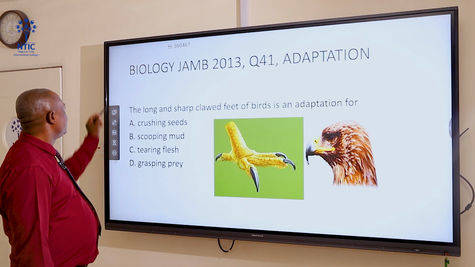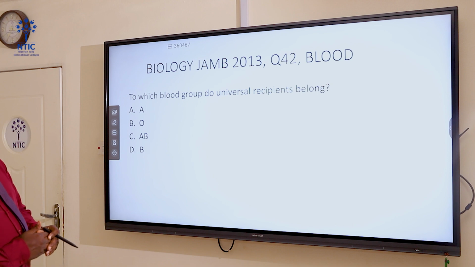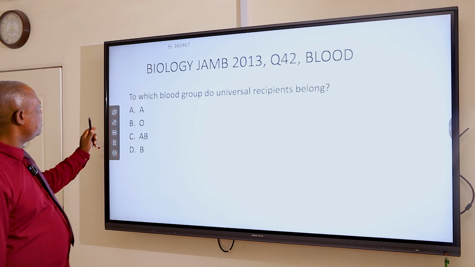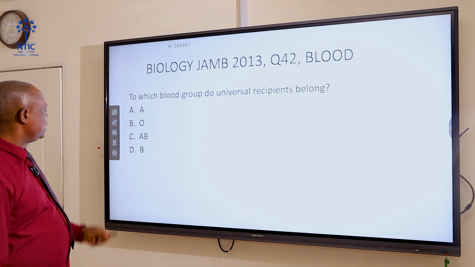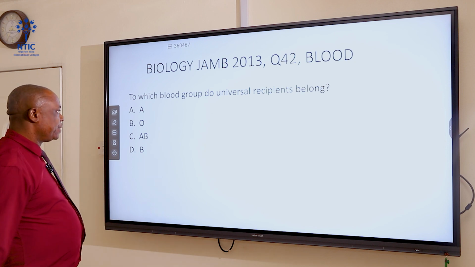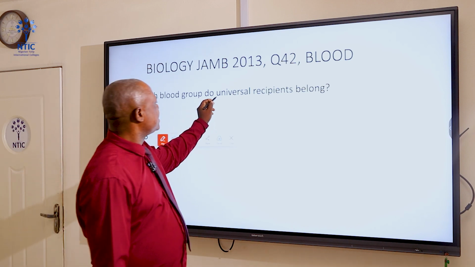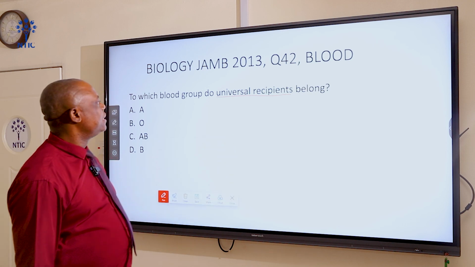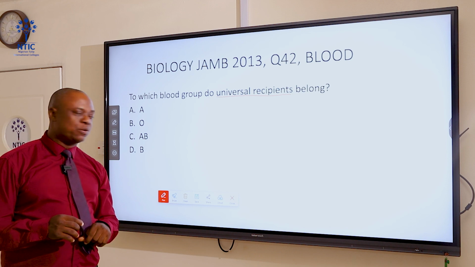The next question is, to which blood group do universal recipients belong? Universal recipient, A group A, B group O, C group AB, D group B. And the emphasis is universal recipient. Universal recipient means the blood group that can receive from all other blood groups.